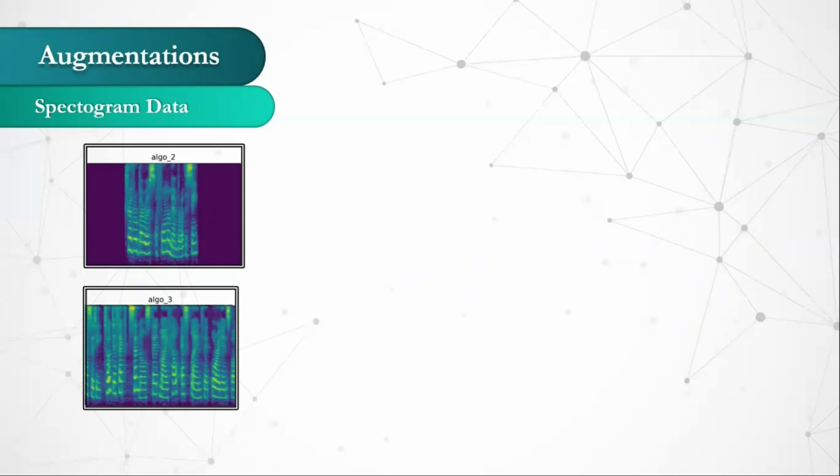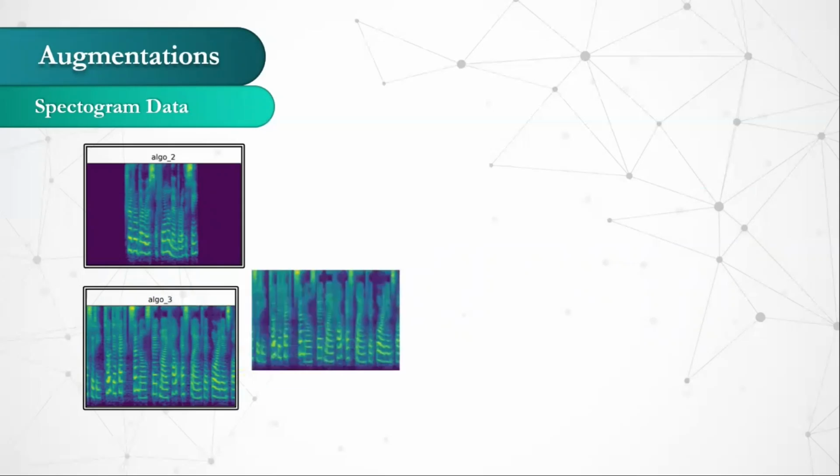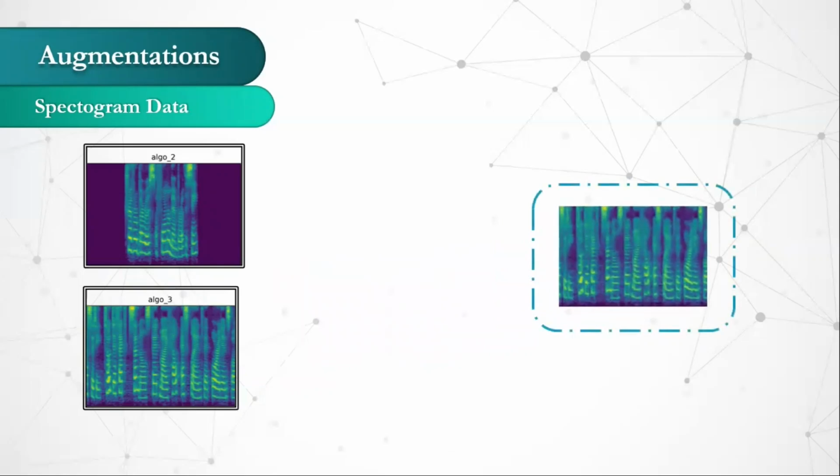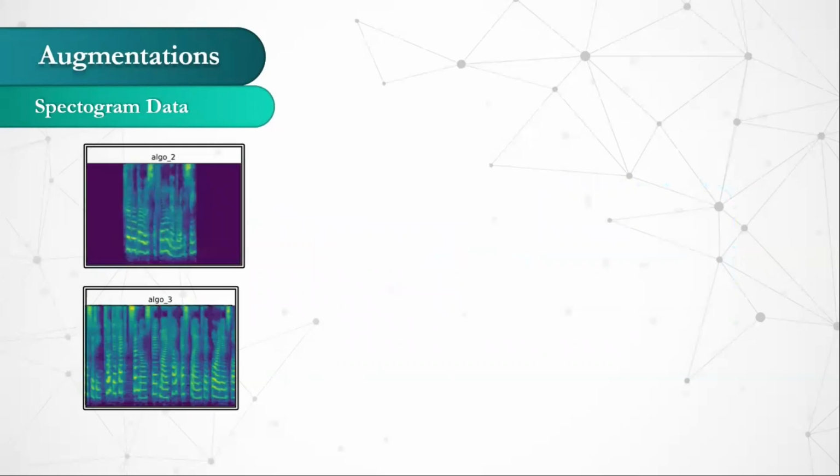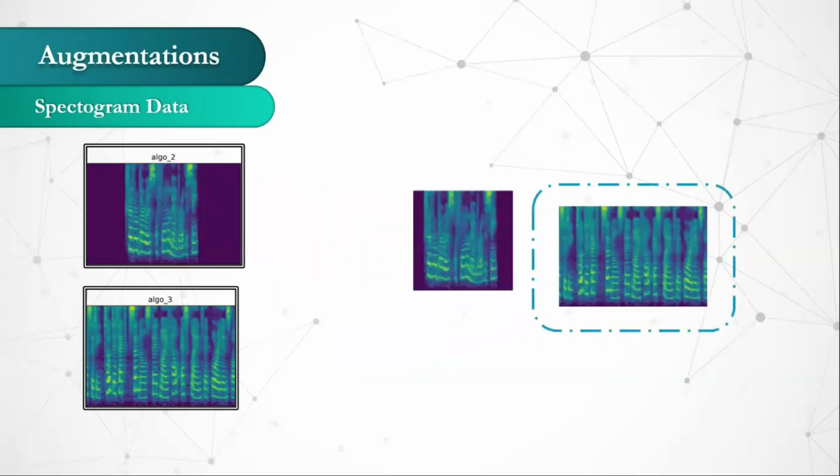We are demonstrating the mix-up augmentation first. Here we take two spectrograms and then we take one of them and overlay the other spectrogram on top of it. Cut-mix augmentation is a little different. Here, instead of overlaying, we cut out pieces of one image and place it on top of another.